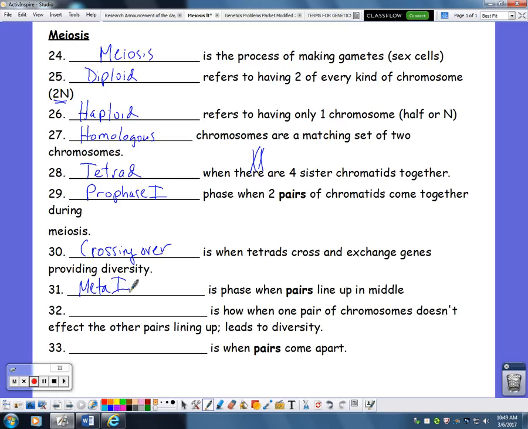Number 32 is when one pair of chromosomes doesn't affect how the other pairs line up, which leads to genetic diversity. It happens during meta 1, how the pairs line up has no effect. Yep. Independent assortment. And Mendel saw that. He wasn't thinking about human chromosomes with linked genes. He just saw pieces. Number 33. Last one. Blank is when the pairs come apart.